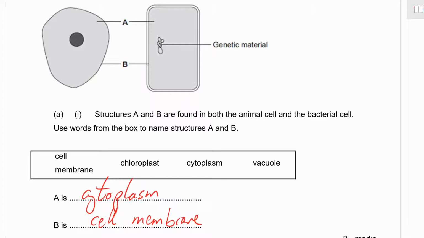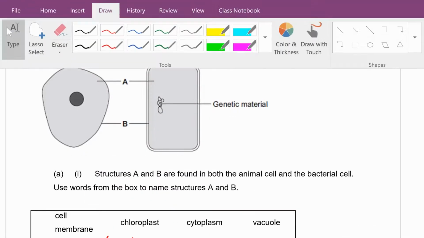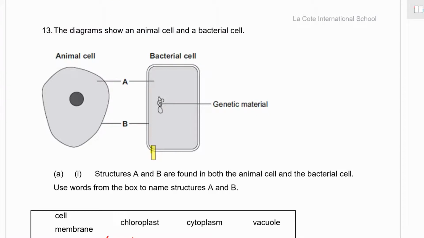Okay, next question. Structures A and B are both found in animal cells and bacteria. Use the keywords to name structures A and B. So A is the cytoplasm, B is the cell wall. You'll notice something here, that the bacteria also has a cell wall, and its genetic material is not held in a nucleus.